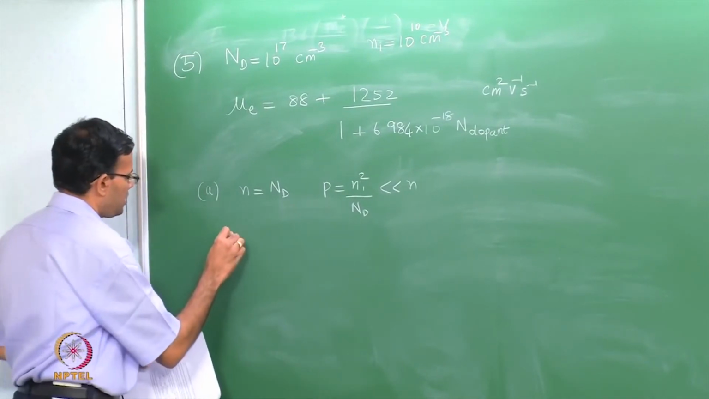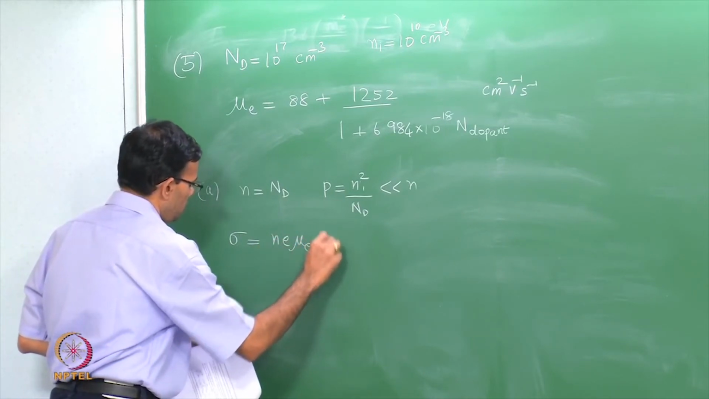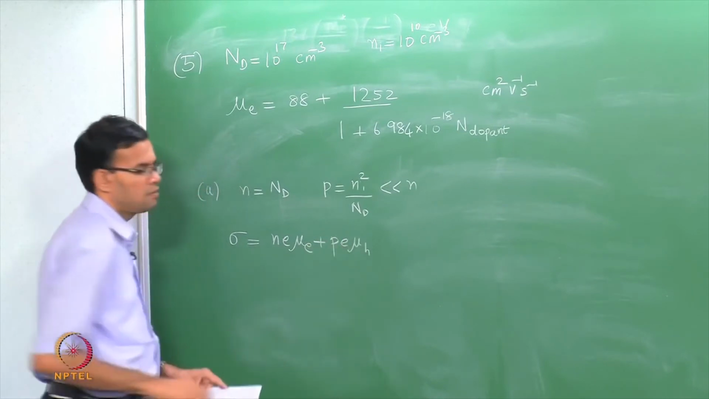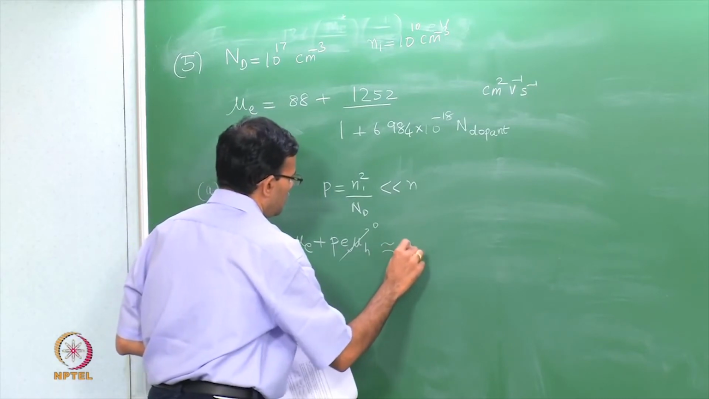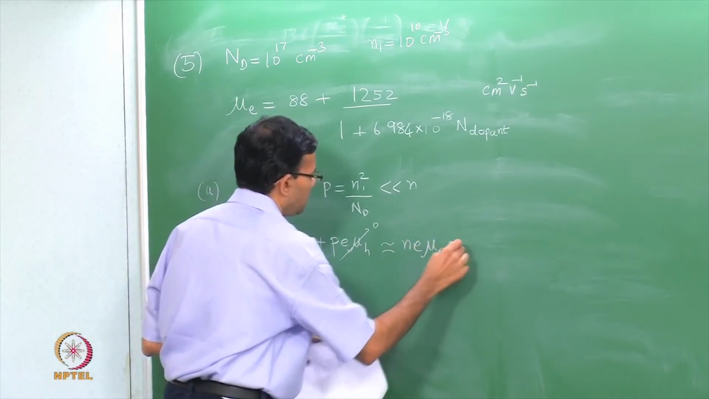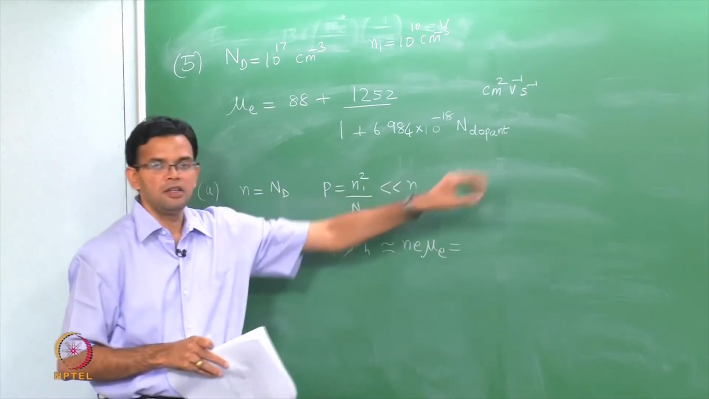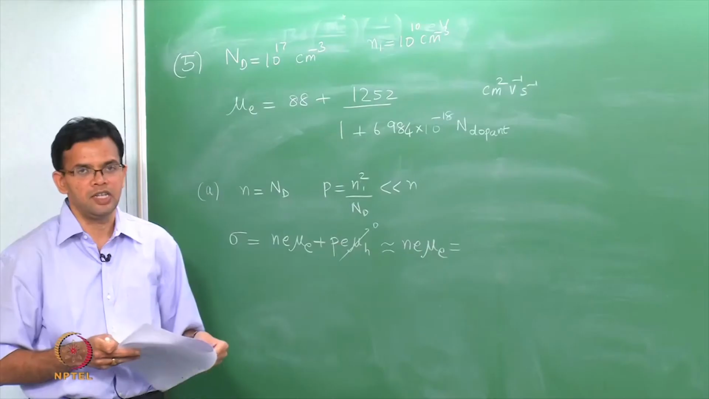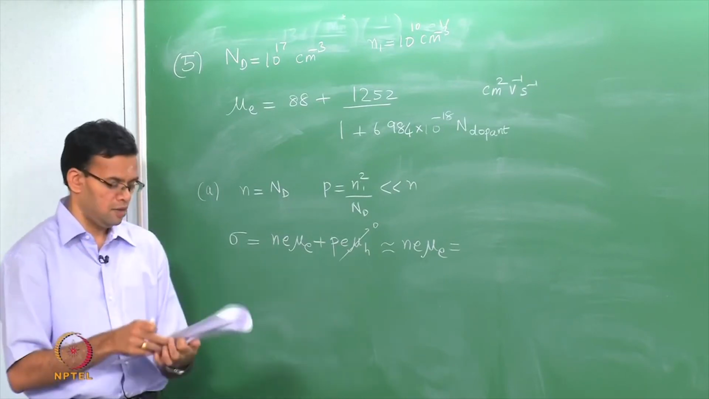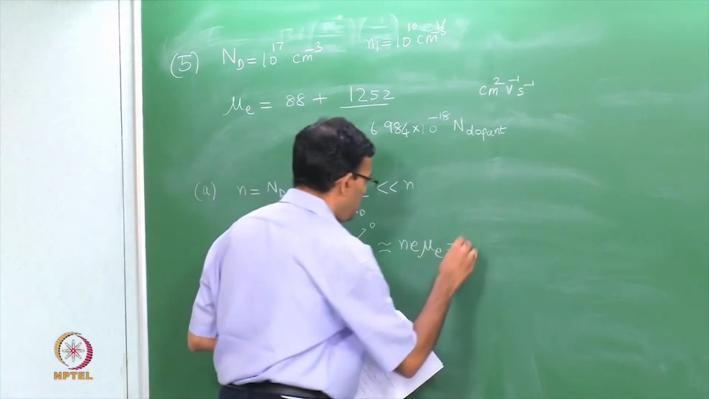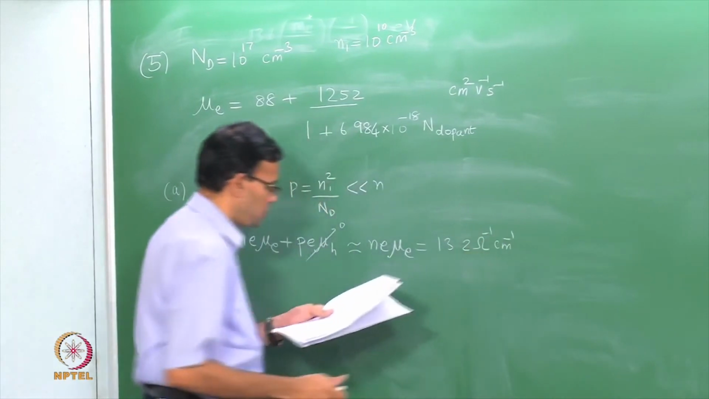In this particular case conductivity sigma is Ne mu E plus Pe mu H. P is much smaller than N, so this term goes off. So, this is nothing but Ne mu E. We can plug in the numbers to calculate mu E, we plug in the dopant concentration which is 10 to the 17 and you get the value of mu E. If you do that, the value of sigma comes to be 13.2 ohm inverse centimeter inverse.